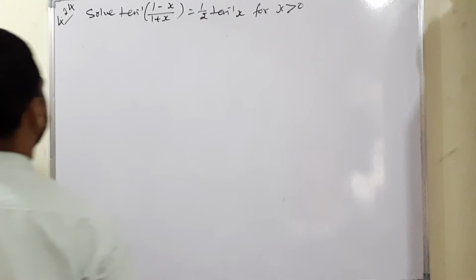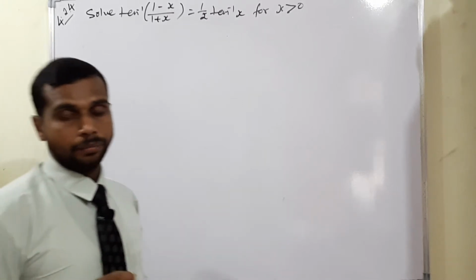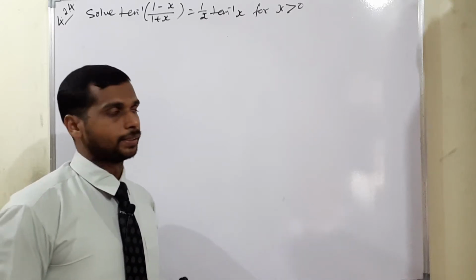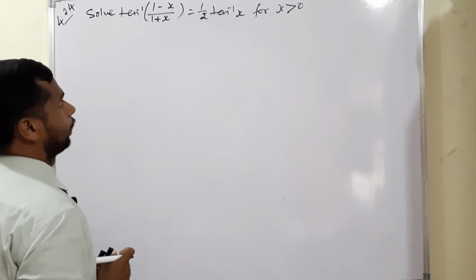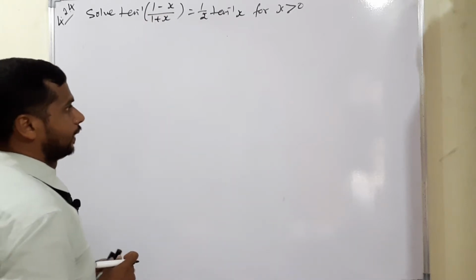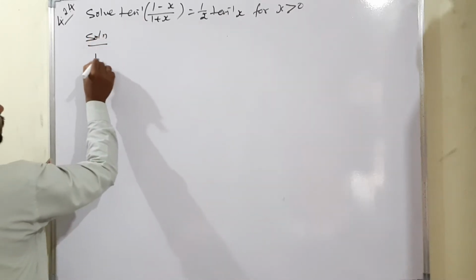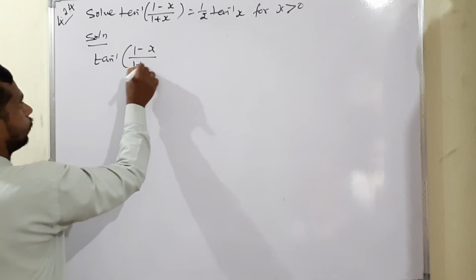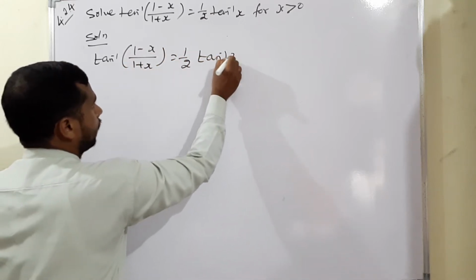Moving to example 4.24, question: solve. Whatever the solve line means, we have to show the answer in the last line, x. What is the value of x? Here also, tan inverse of (1 minus x over 1 plus x) is equal to half tan inverse x. Solution. Condition: tan inverse of (1 minus x over 1 plus x) is equal to half into tan inverse x.